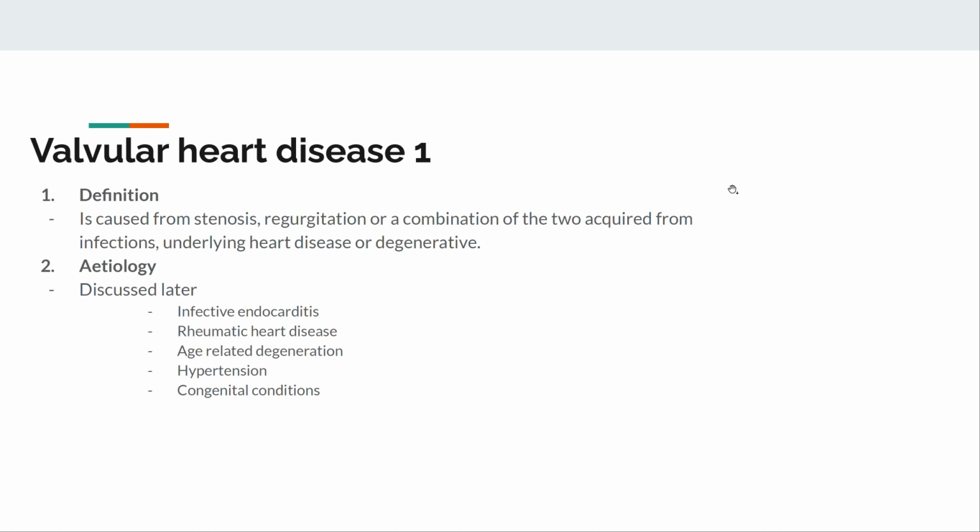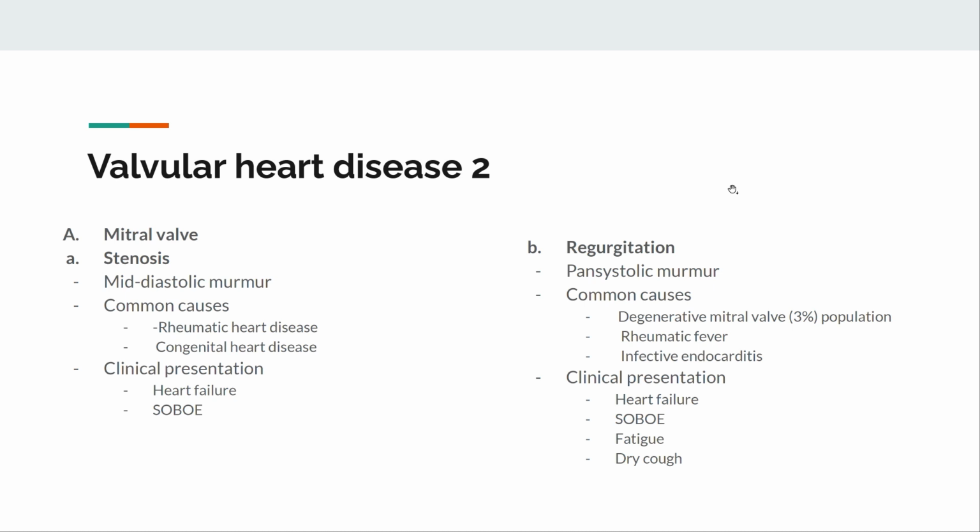We'll specifically be tackling infective endocarditis and rheumatic heart disease later. But I'll also, in the next couple of slides, be touching on age-related degeneration, hypertension, and some congenital conditions that can cause valvular heart disease. So we're going to go by valve. We're going to start with probably one of the most common ones, which is your mitral valve.